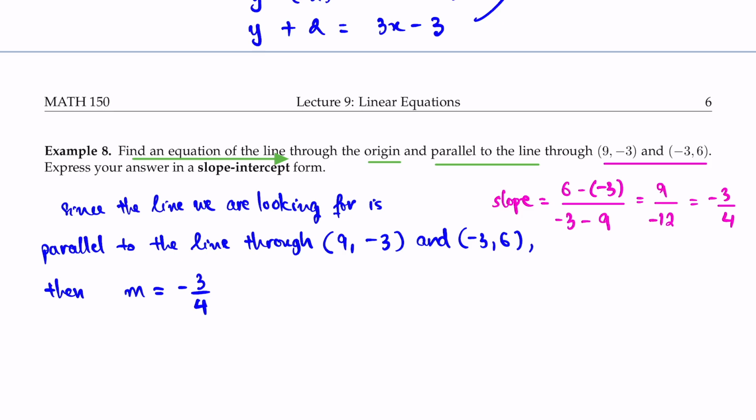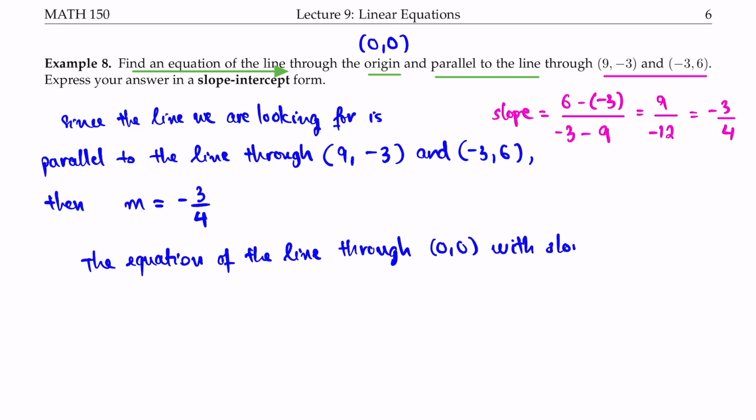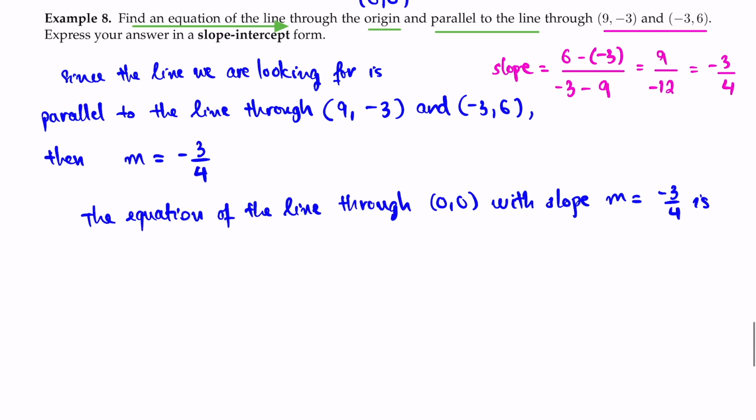The line we are looking for goes through the origin. So the origin is 0, 0. So you have the slope, you have the point. So the equation of the line through 0, 0 with slope m equal to negative 3/4 is y equal to negative 3/4 x. And the y-intercept is 0.